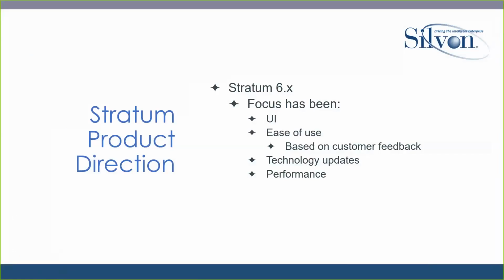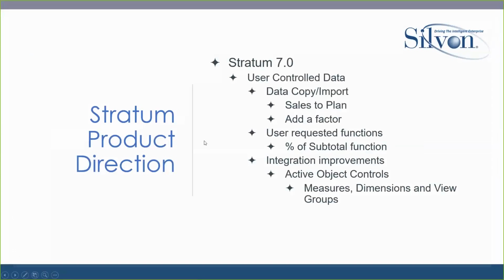But the focus is shifting a little bit. We'll still continue to bleed some stuff in on the UI as we hear back from customers, and the offer for user reviews continues to be out there. But as you look forward to what's going to be in 7.0, we're focused on a strategy called user-controlled data, and the idea is to begin to let the analyst community, versus the IT community, control some of the data that's in Stratum.